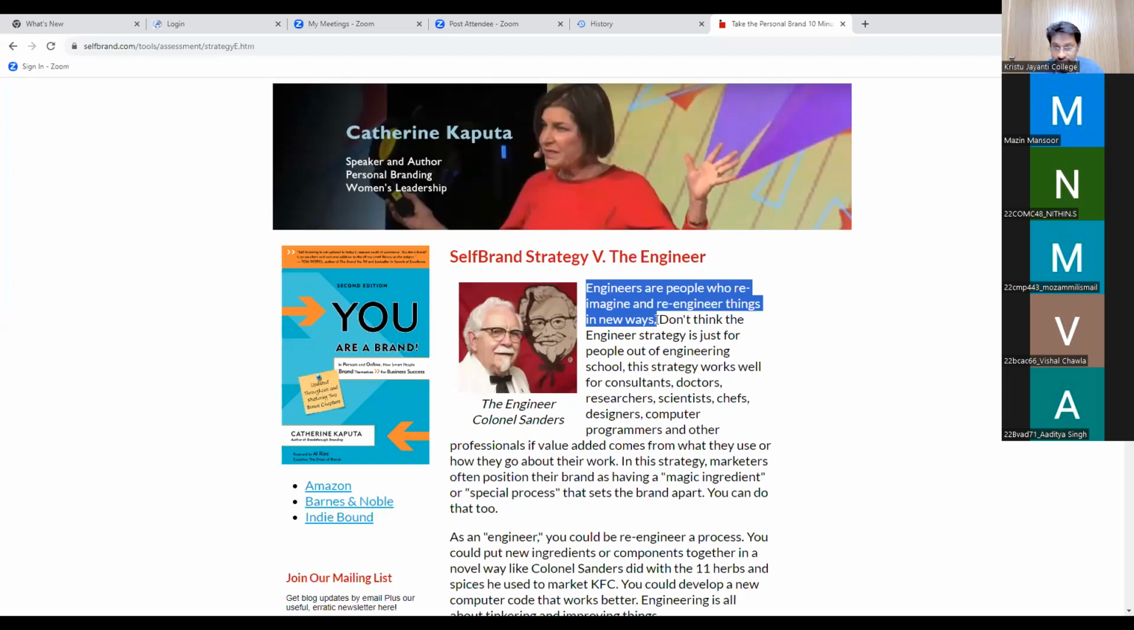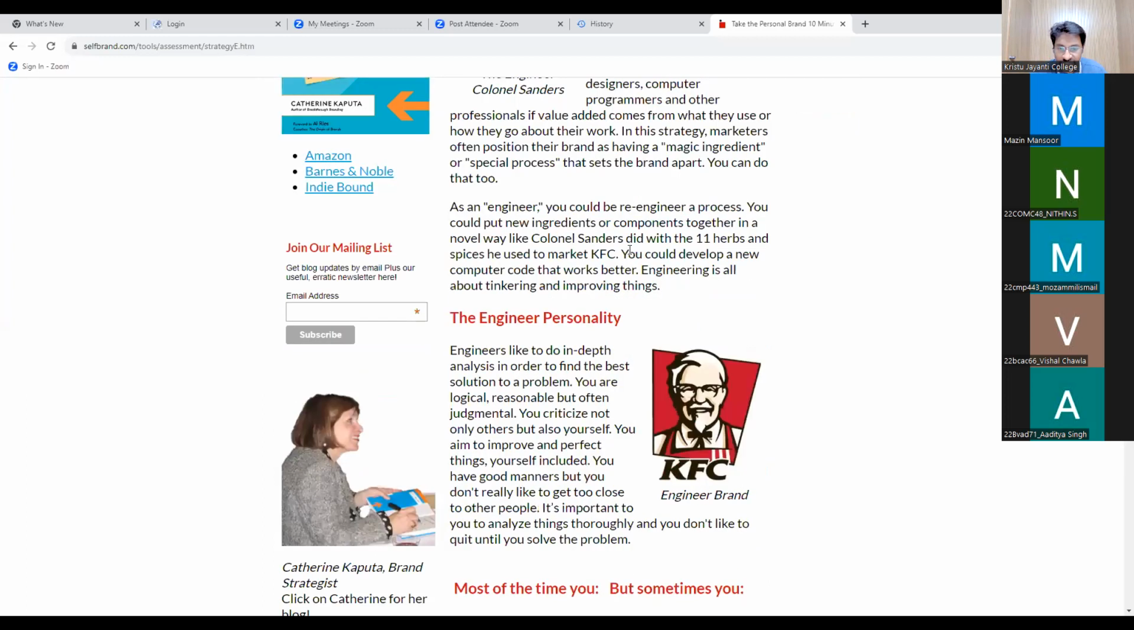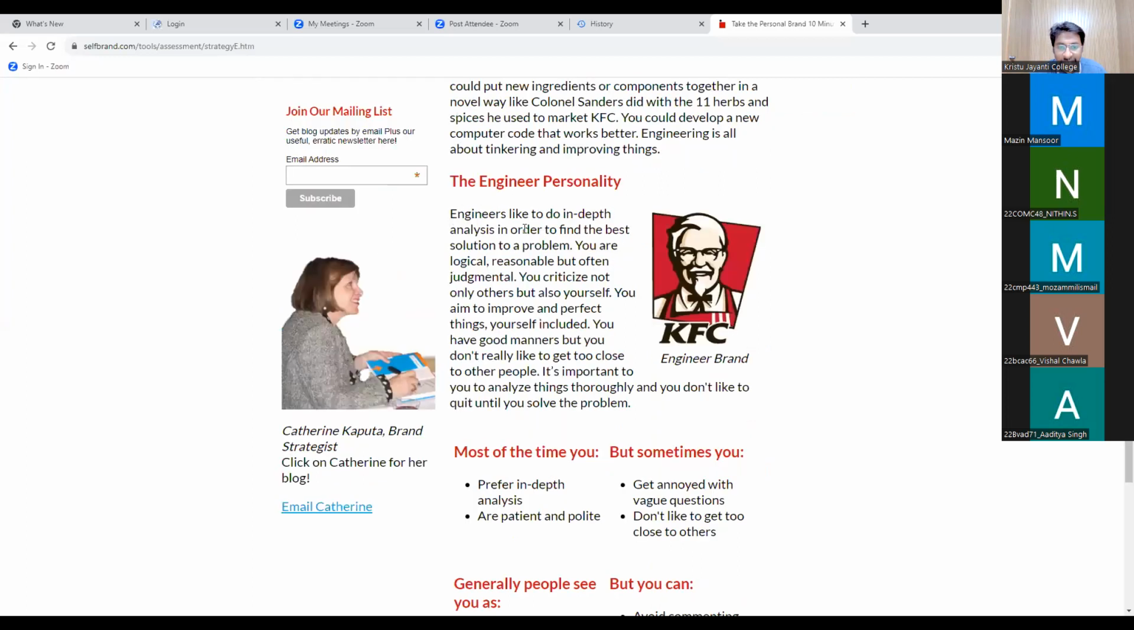and computer programmers. Everybody will have this one where they can reimagine on an existing element, right? An existing personality or existing problem, I can reimagine, I can re-engineer certain things, or I can combine two elements and bring out a new strategy on the existing. So those things are possible when I am working on the category called engineer. Engineers like to do in-depth analysis in order to find the best solution to the problem, right?